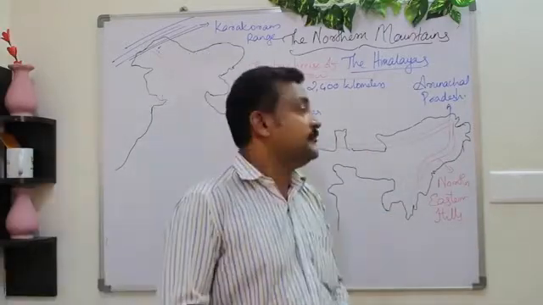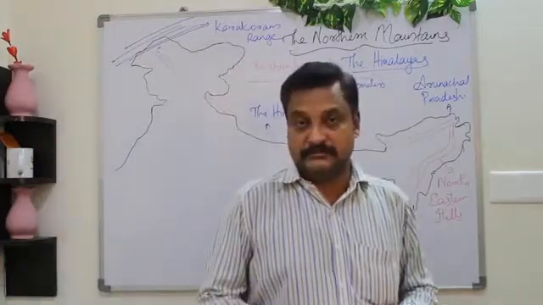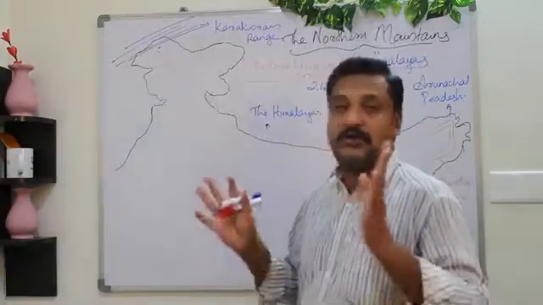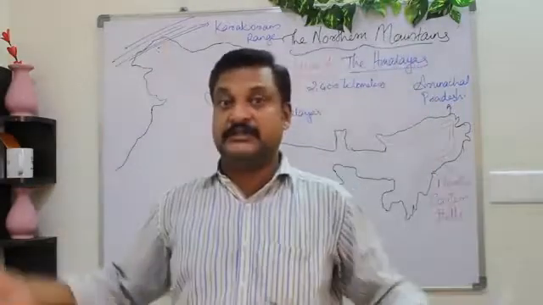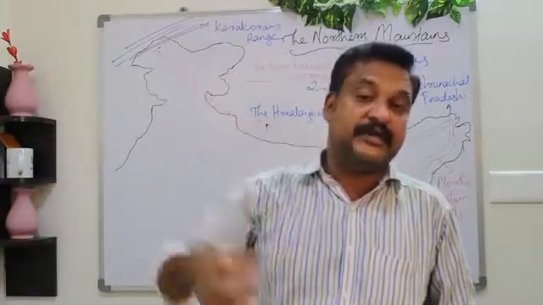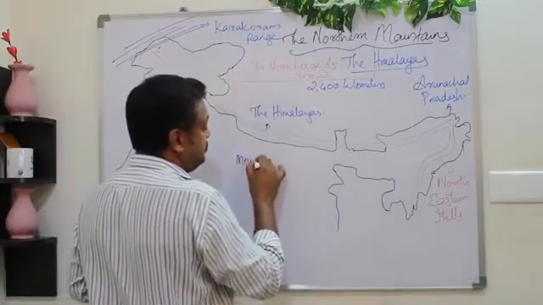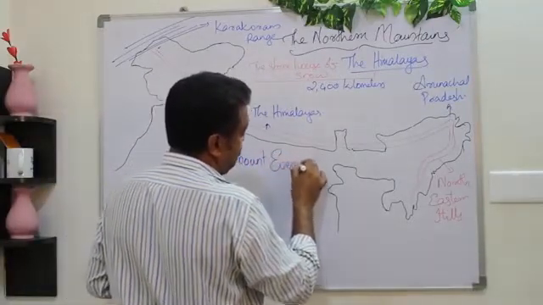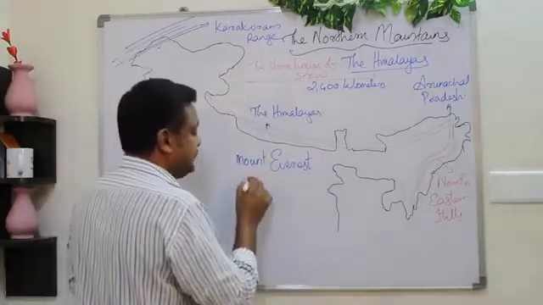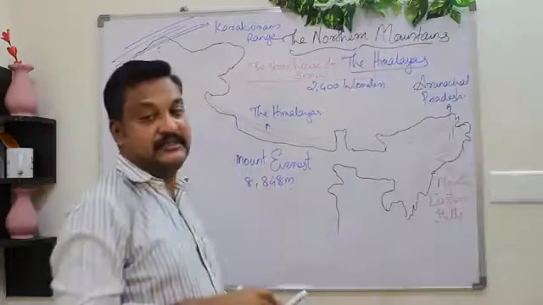Okay? As I said, the Himalayas are the highest mountains in the world, and they have a lot of snow-covered majestic places also. Which is the highest peak in the world? Yeah, the highest peak in the world is Mount Everest. Okay, what is the height of this Mount Everest? It's 8,848 meters above the sea level.